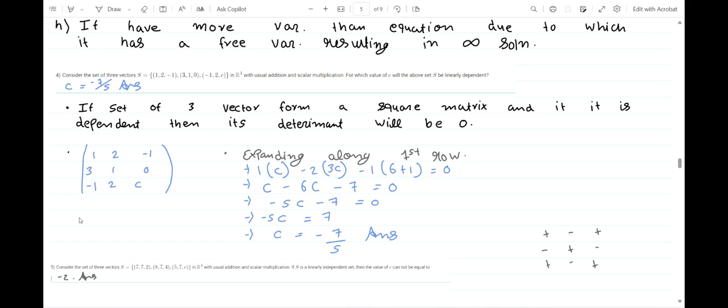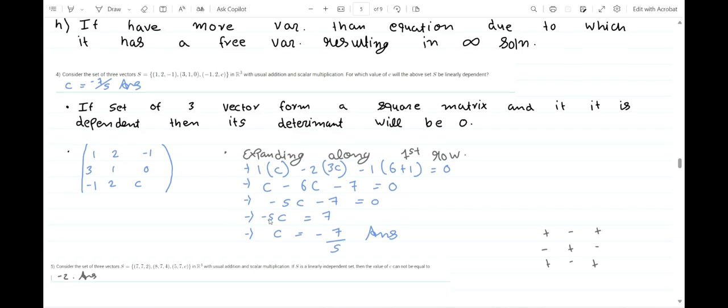So let's make a matrix from this given set of vectors and expand along the first row. After expanding it along the first row, equate the resulting equation with 0 and find the value of C just like this. After doing all these calculations, the value of C obtained is minus 7/5.